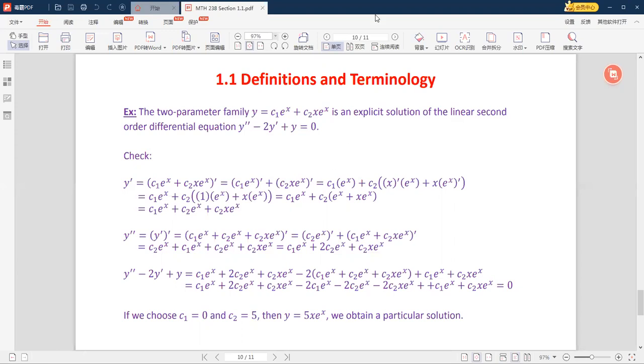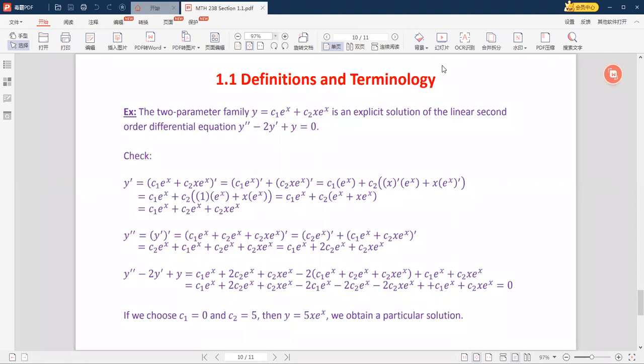So then, just like before, you can choose any value for C1, C2 to get a particular solution. For example, if you choose C1 equal to 0 and C2 equal to 5, then we get a solution y equal to 0 times e to the x plus 5 times x e to the x, which is just 5x e to the x. So that's a particular solution. You can choose any other values for C1, C2 arbitrarily to get another particular solution. So that's a family of solutions with 2 parameters.